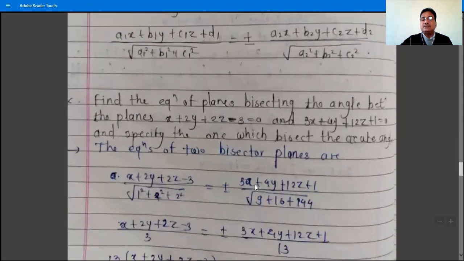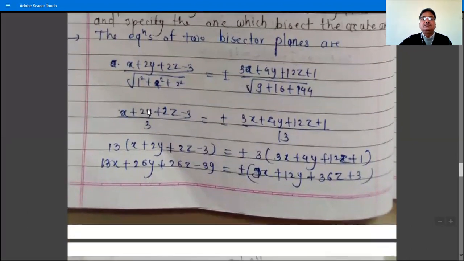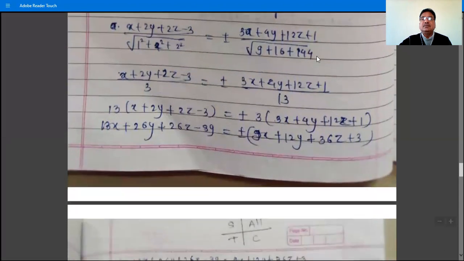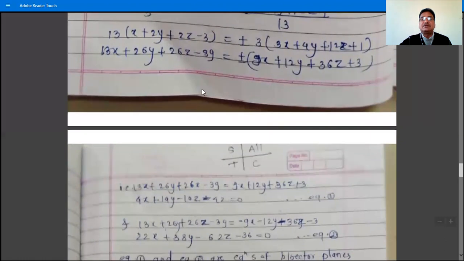the other plane, 3x plus 4y plus 12z plus 1, divided by root of coefficient of x square, 3 square is 9, plus 4 square is 16, plus 12 square is 144. Simplify this: the square root of 9 is 3, and this number is 169, that is, root 169 is 13. Then shift the 13 to the LHS, shift the 3 to the RHS, and simplify. We have this.